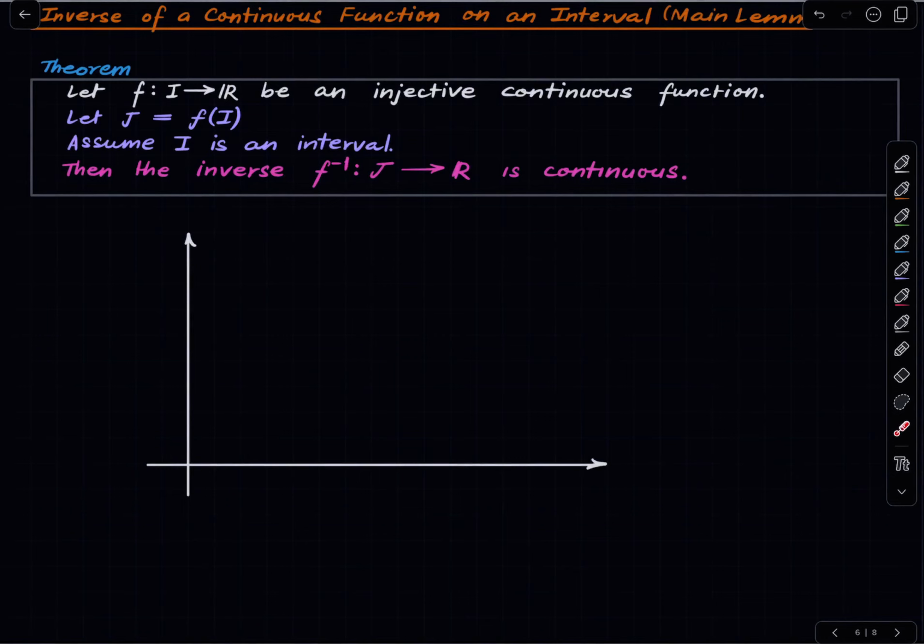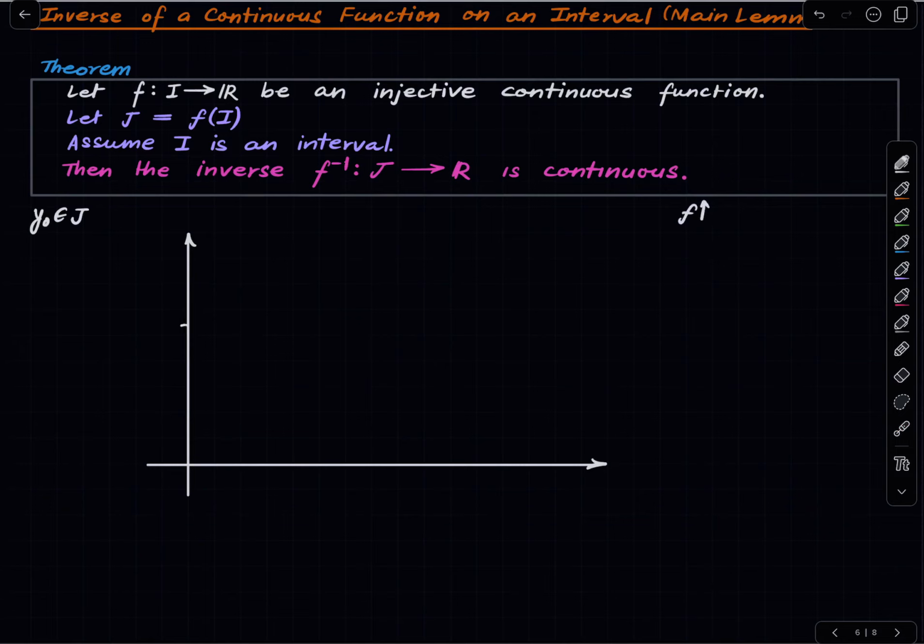Okay, so we want to show that f inverse is continuous. So we pick a point arbitrarily in its domain. So let y0 in J be fixed. Before we go there, since f is an injective continuous function defined on an interval, it is a strictly increasing function or a strictly decreasing function. F is a strictly monotone function. We may assume that f is strictly increasing because the argument when f is strictly decreasing is very, very similar. So we will assume that f is strictly increasing.